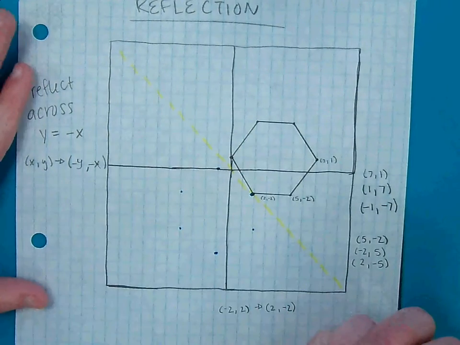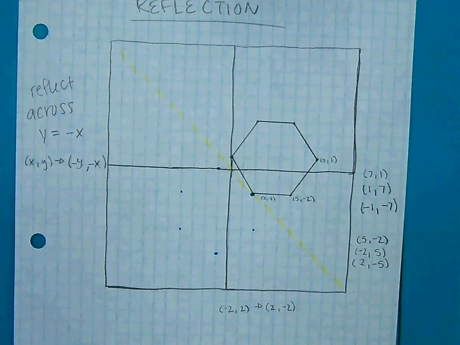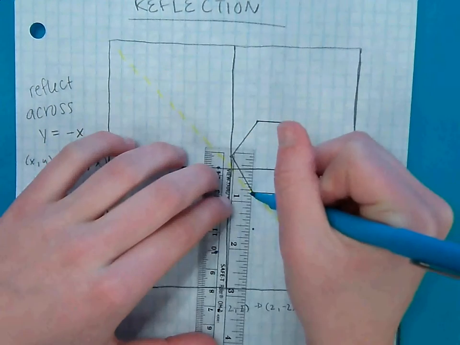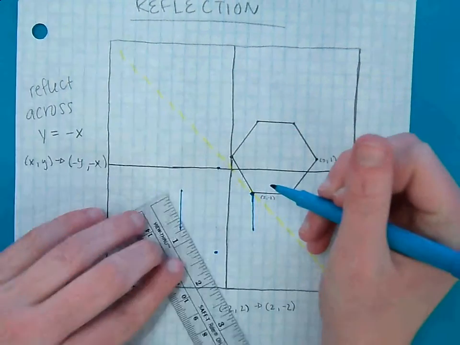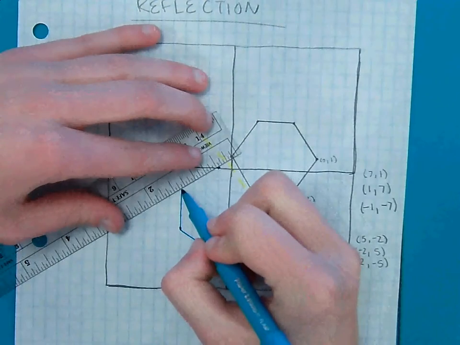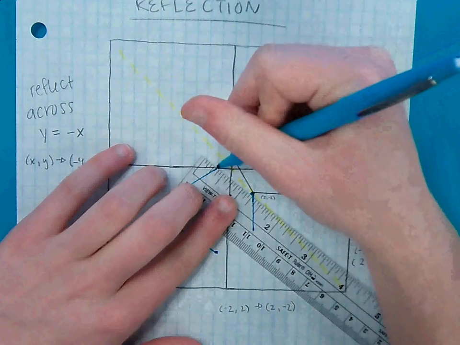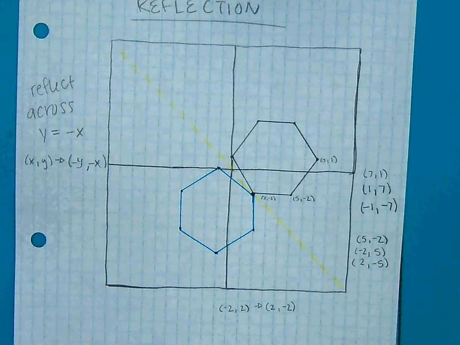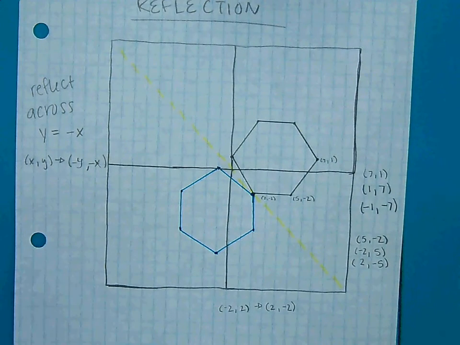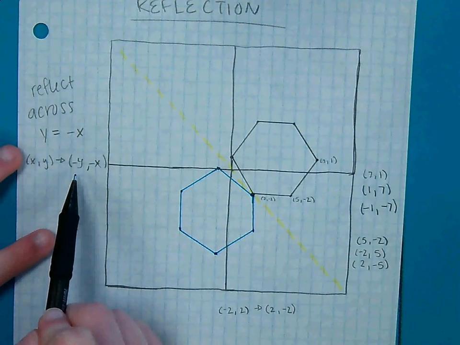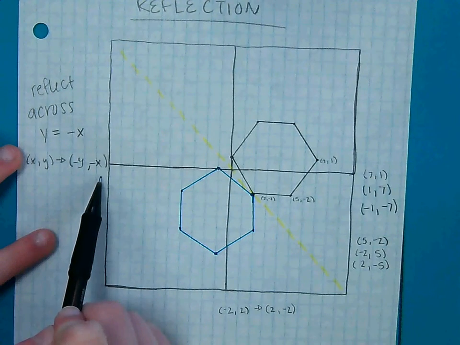Alright, those are the other points that I got. I can kind of see the hexagon without having to connect it, but now we're going to connect the dots and see what we get. And that is the hexagon reflected over y equals -x. Now don't forget that if it's y equals -x, it's not just flipping x and y. You also have to change the signs, or else it's going to be a little crazy.